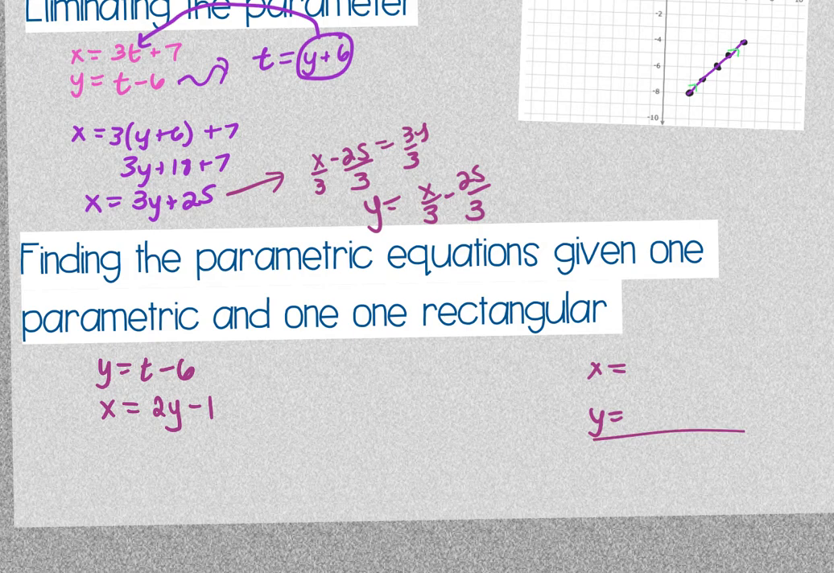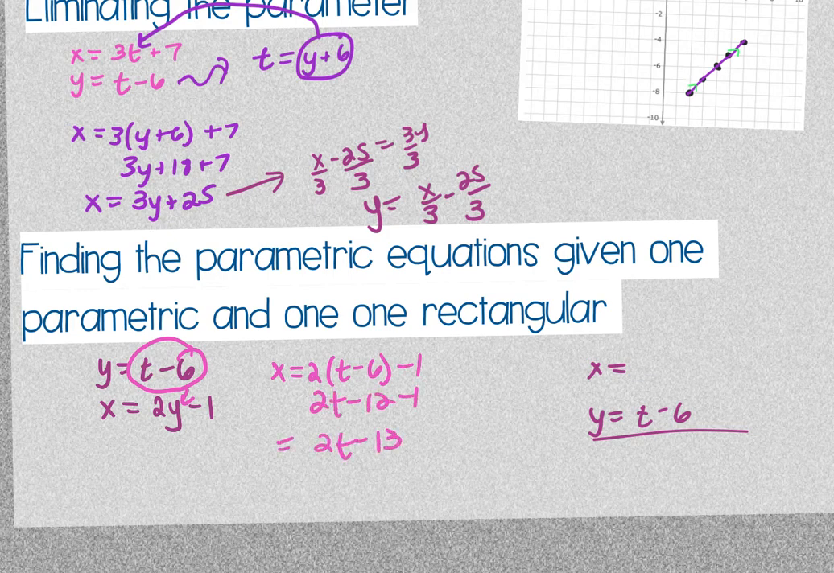You want to write out the ones that have t's. So this is t minus 6. If it wasn't solved for y, I would isolate the y, but it's already solved for y. So then I take and plug into the other equation in place of the y. And I get x equals 2 times t minus 6 minus 1, 2t minus 12 minus 1, 2t minus 13. And then there's the other one. So you need two equations at the end, one x equals and one y equals, and they both have to have a t.